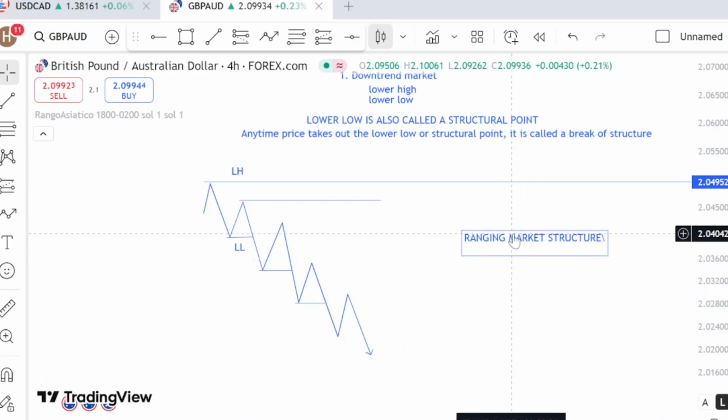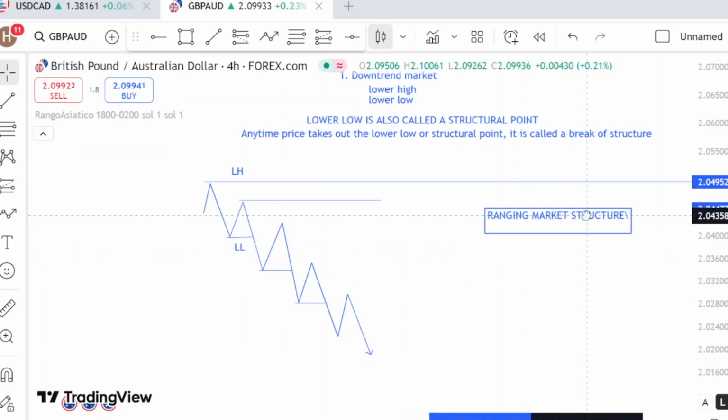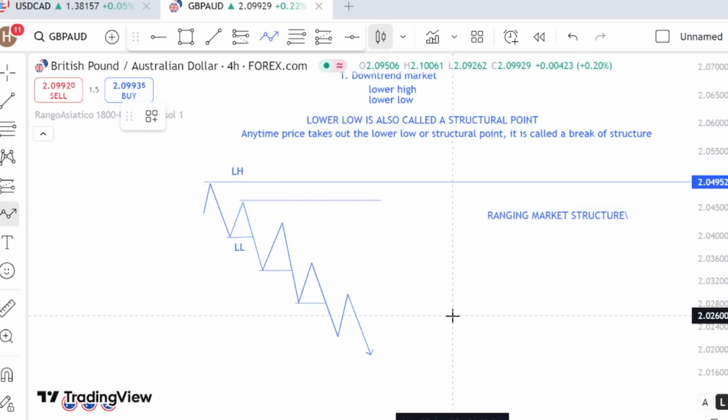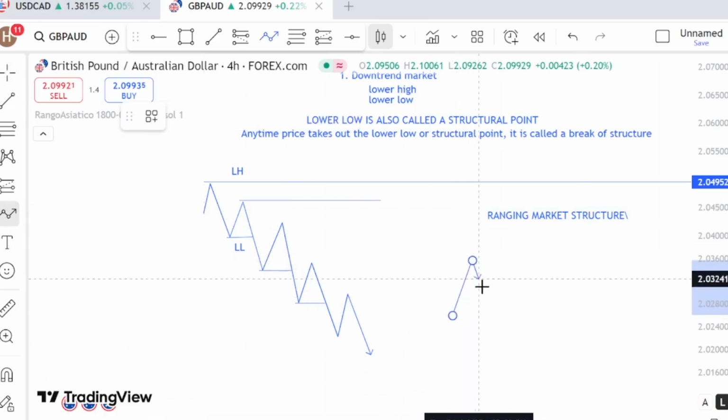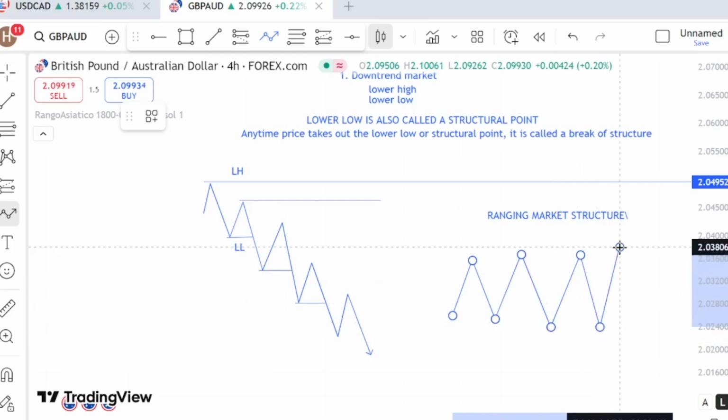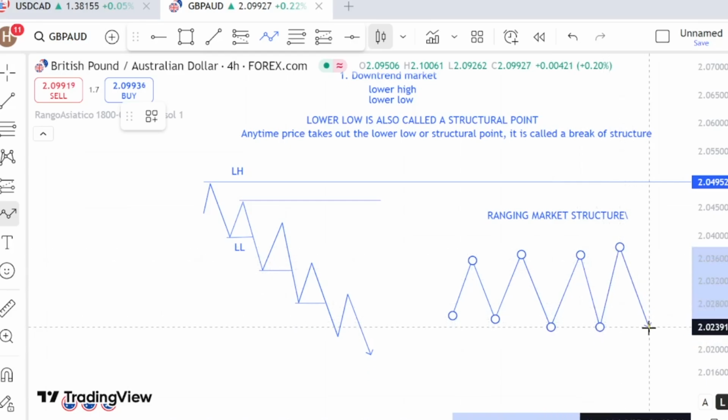Alright, from the word range, it just means the market is ranging. And when we say the market is ranging, it means the market is not giving an actual direction. Since the market does not move in a straight line, the ranging market is just like this. Market goes up, comes down, goes up, comes down, goes up, comes down. It's not showing whether it is going bearish or bullish.